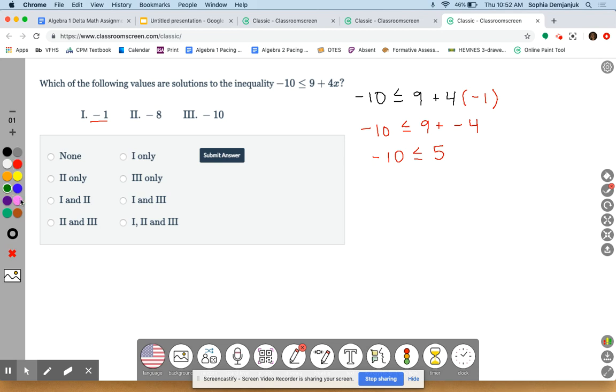The alligator needs to be eating my bigger number. -10 is less than or equal to 5. It is less than, so this is a true statement. My 1 works.